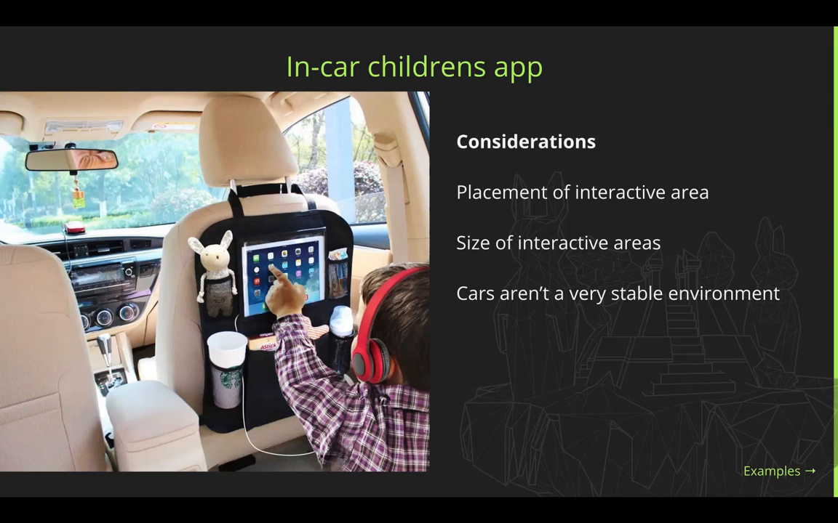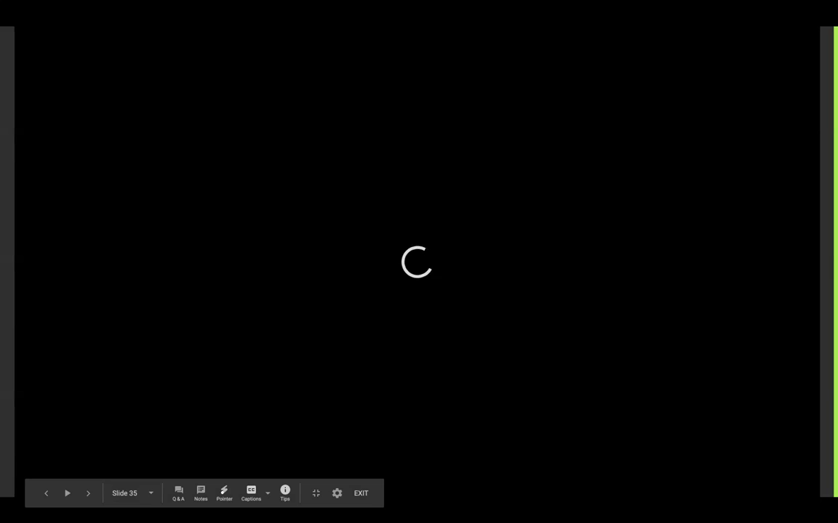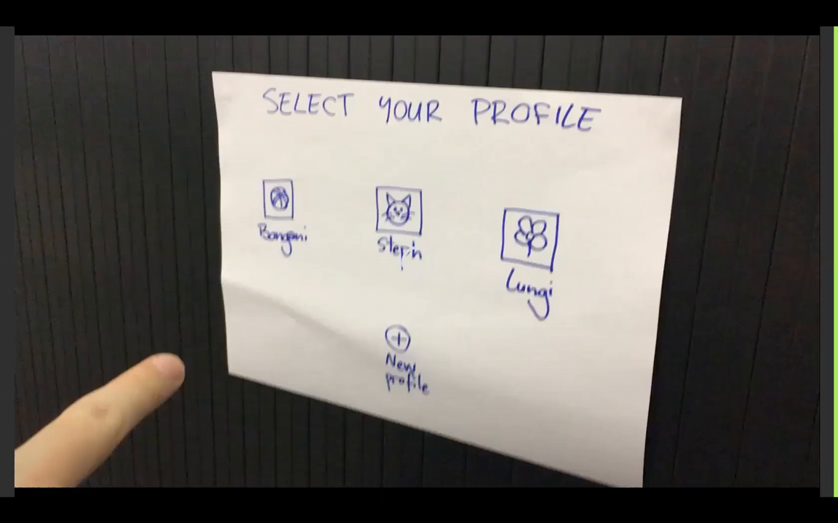Another example would be something like an in-car children's app. So the placement of the interactive areas, the size of the interactive areas, cars aren't very stable when they're driving. So just a video on how this will work, or how you can test it, just waiting for it to load.